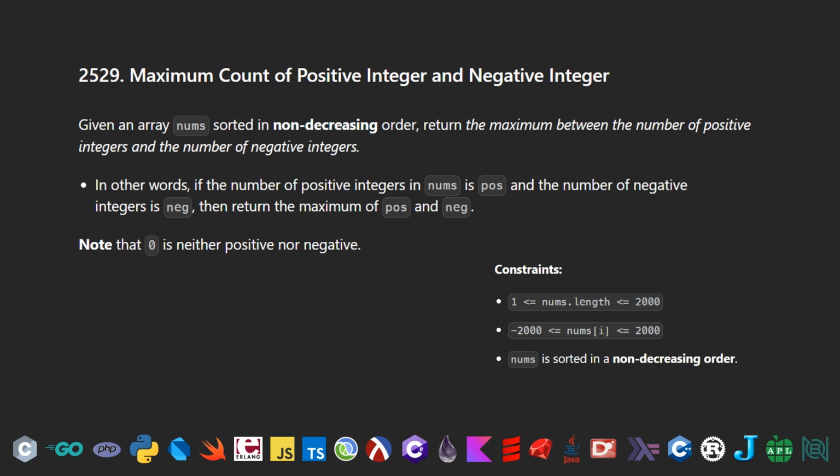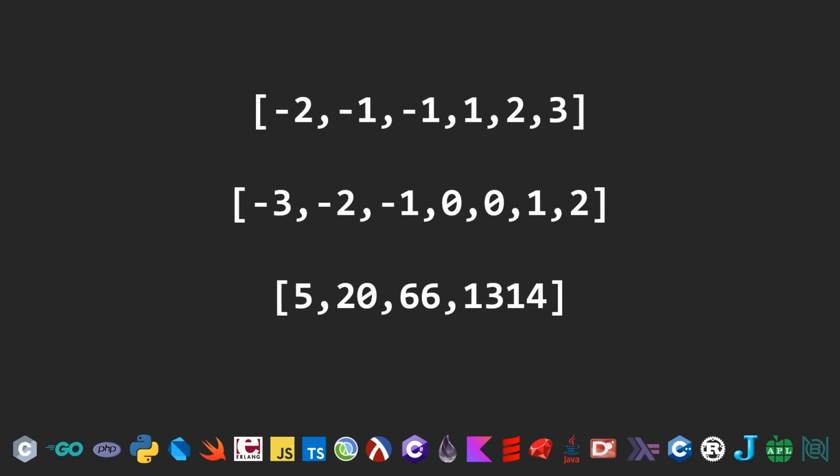The constraints for this problem most importantly are that the length of our array is not going to be larger than 2000. It's less than or equal to 2000, meaning that the time complexity of our solution isn't really going to matter too much. So the 3 examples that LeetCode.com gives us are the following.